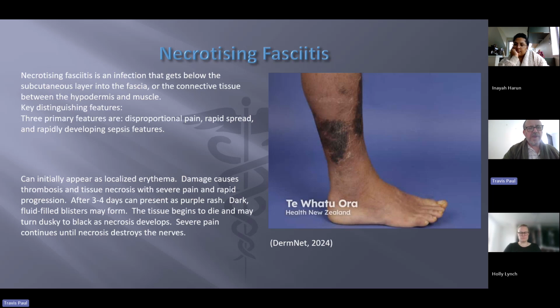It can initially appear as localized erythema, some redness. Damage causes thrombosis and tissue necrosis with severe pain and rapid progression. After 3 to 4 days, it can present as a purple rash. Dark fluid-filled blisters may form, and the tissue dies and may turn dusky to black as necrosis develops. Severe pain continues until necrosis destroys the nerves.